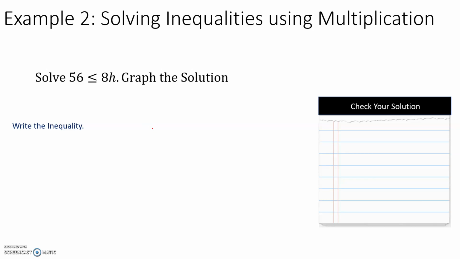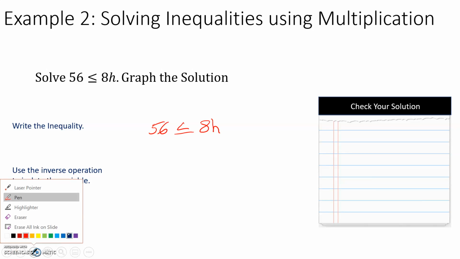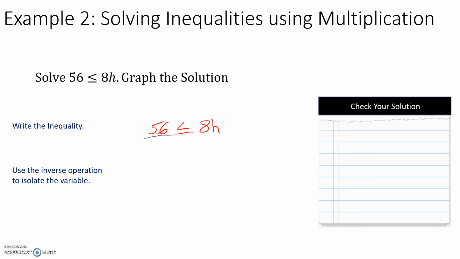So the first thing I'm gonna do is write the inequality. So 56 is less than or equal to 8h, okay? Now I'm gonna use the inverse operation to solve it, and I'm gonna use a different color. So let's go purple. So I'm gonna divide both sides by 8. I'm getting that variable isolated. And so I'm left with, and these cross each other out, and 56 divided by 8 is 7. So 7 is less than or equal to h.